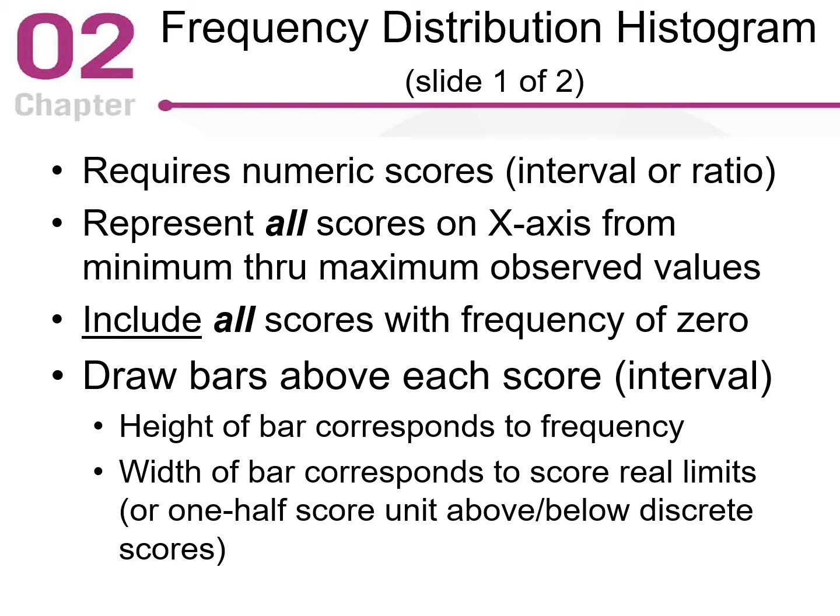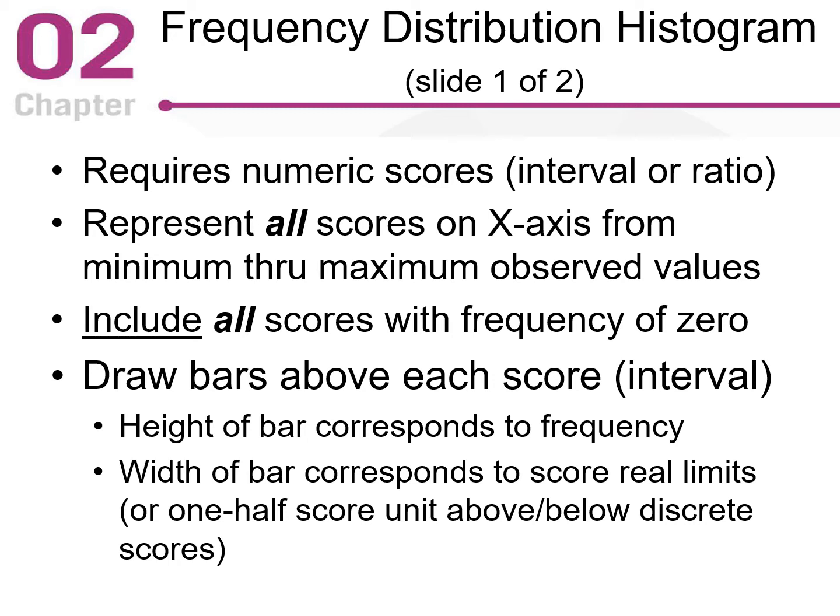So going back to frequency distribution, you're going to draw the bars above each score. The height of the bar corresponds to the frequency. The width of the bar just goes to the score's real limits. And we can talk about whether we want to put the intervals there, or the real limits, or the midpoint on the x-axis. I kind of prefer doing the midpoint on the x-axis.